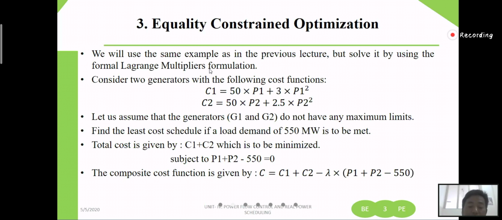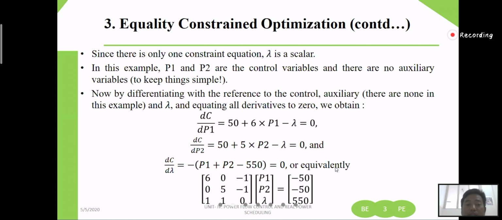From this condition, we have to frame the cost function and then the equality constraint, because the problem clearly gives the cost and says it has to meet the total load demand of 550 megawatts, which means P1 plus P2 equal to 550. Then to carry out the optimization, we form a composite cost function C, given by this cost minus Lagrange multiplier lambda into P1 plus P2 minus 550. Other things you can read and understand.